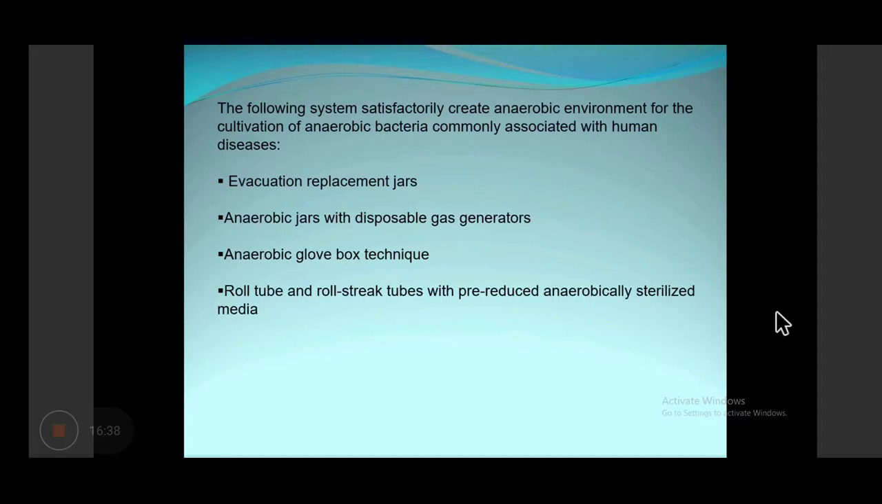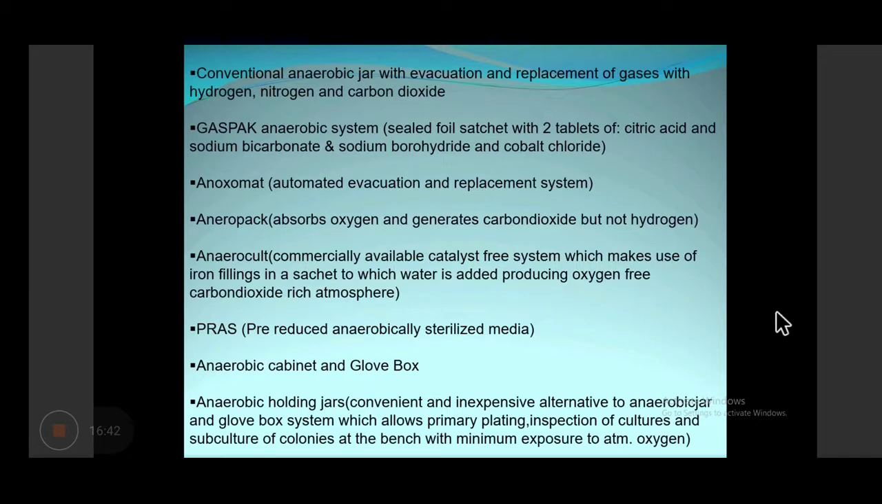So the conventional anaerobic jar is used as an evacuation and replacement of gases technique, with gases like hydrogen, nitrogen, and carbon dioxide. All gases are replaced with these gases. And the gas pack anaerobic system is a system with a sealed foil sachet with 2 tablets of citric acid and sodium bicarbonate, and sodium borohydride and cobalt chloride. These are the catalyst agents. Any one of these can be used.